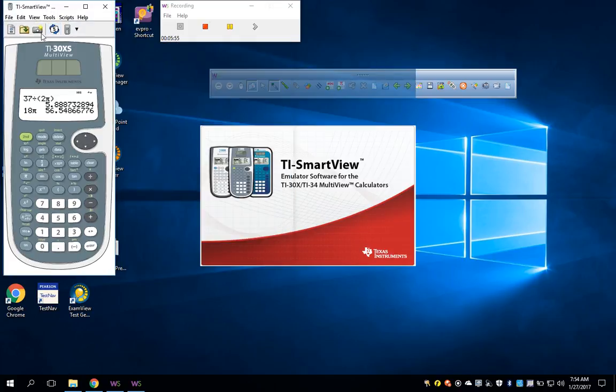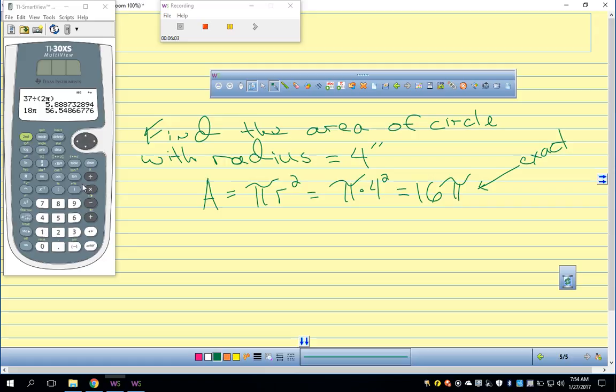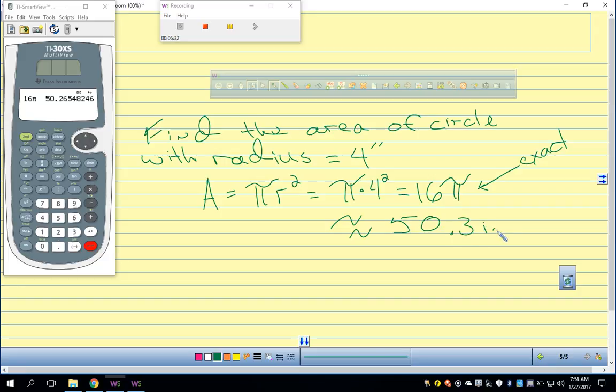So we just go, I have to do this, always in front, and then I can bring that up, and then I could just go clear, 16 pi, whoops, that's 13, sorry. Clear, 16 pi, enter, okay, give me an answer. Easy enough? So it's approximately 50.3 inches squared. Easy enough?